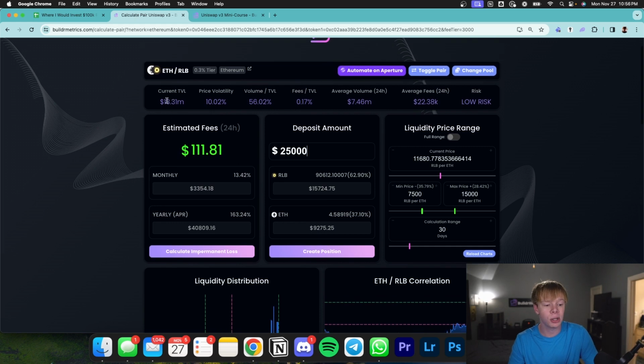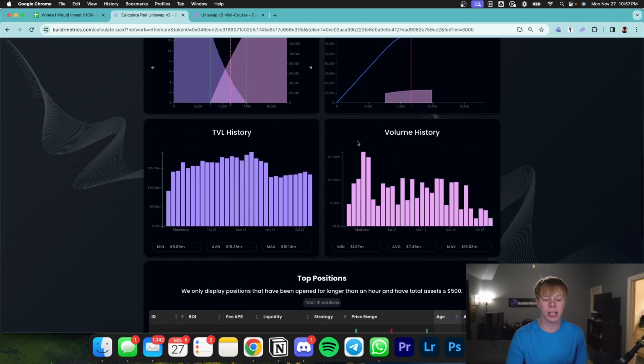Now, with that being said, this also has a TVL of $13 million. And this is a pretty high TVL, but the only reason why this pair does so good is because it comes with an average daily fee amount of $22,000, just because the volume is so high and there's so much trading activity behind RLB. And as you can see, that volume history is relatively consistent up until recently. But with that being said, we did see Thanksgiving this past week, so these numbers are supposed to be relatively low.